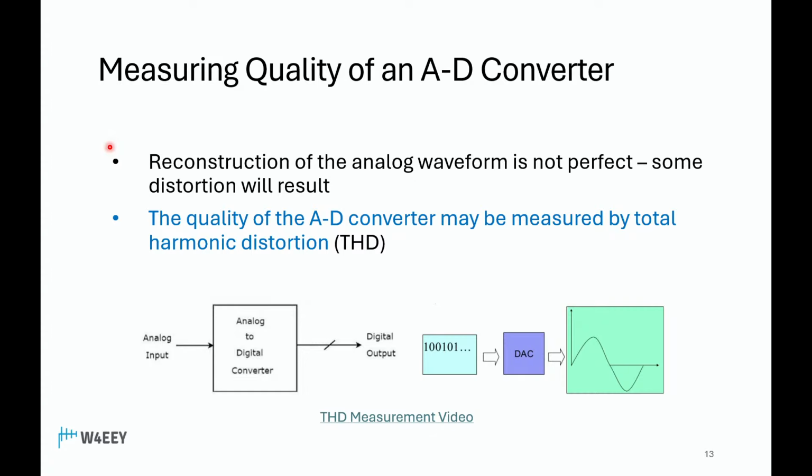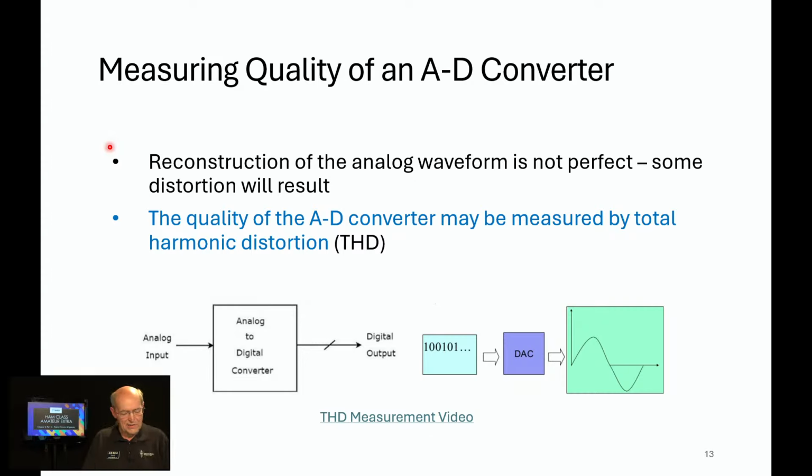The wording is very confusing, so I wanted to go over that from a couple of different angles. All right, well, what about the quality of an analog to digital converter? We saw that we had quantization noise or error, so some distortion is going to result. And the way of measuring the quality of the A to D converter may be by total harmonic distortion.